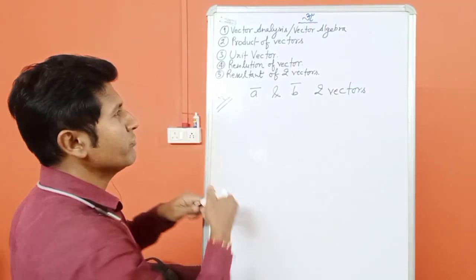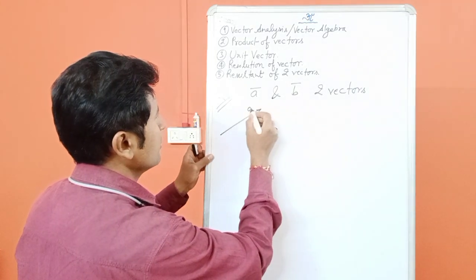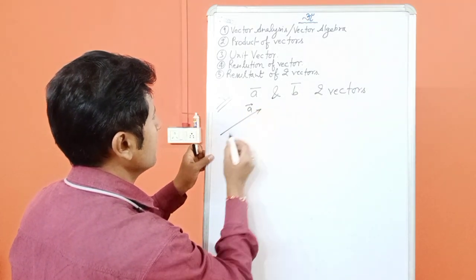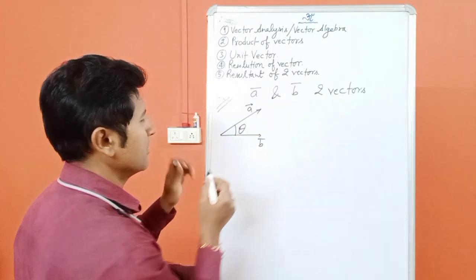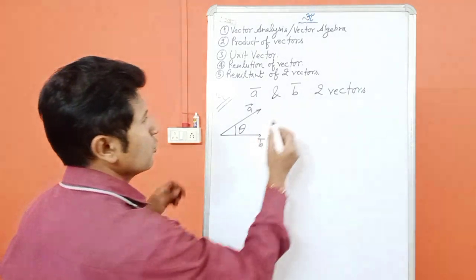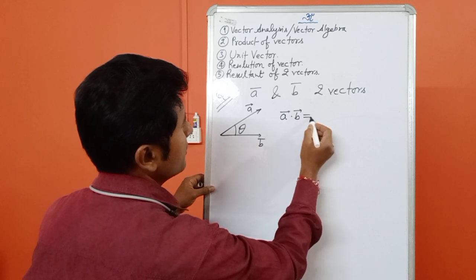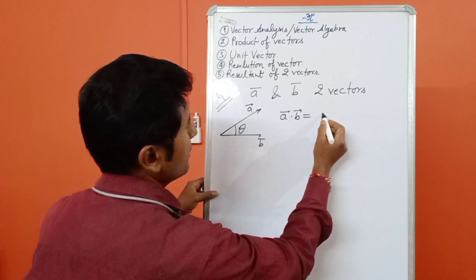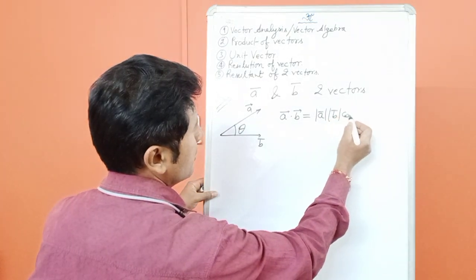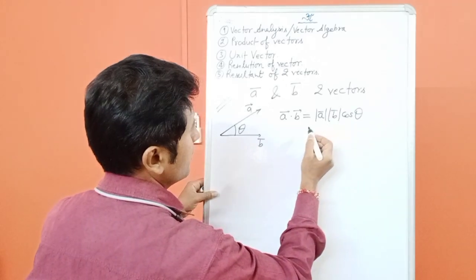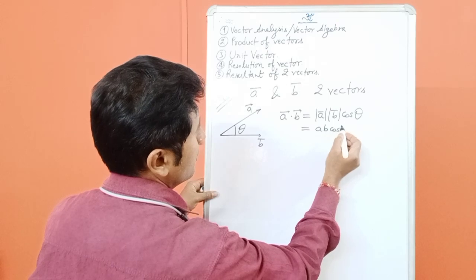Now we have the same two vectors, vector A and vector B. Let's suppose this is vector A, right? And this is vector B, and this is theta. Correct? So A dot B is defined as, we can simply write modulus of A modulus of B into cos theta. Correct? Which is of course AB cos theta.